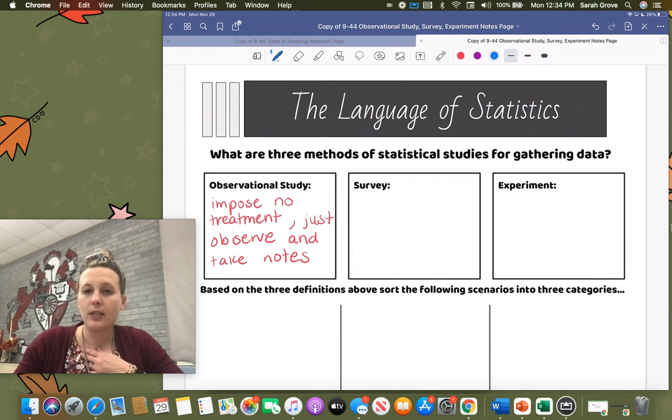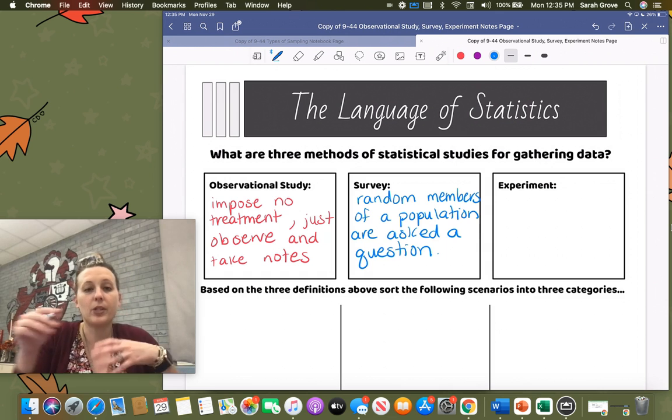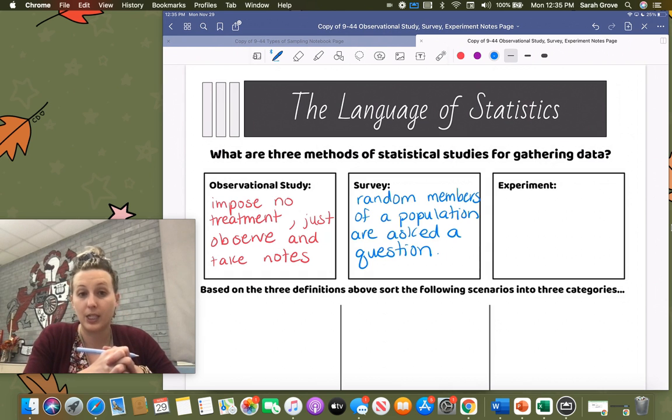Okay, the next thing that we often see whenever we gather data is a survey. A survey can be random, doesn't have to be random, but most of the time it is random. So random members of a population are asked a question. Typically, you would ask everyone, but doesn't have to be. If you ask everyone, then more likely it's called a census.